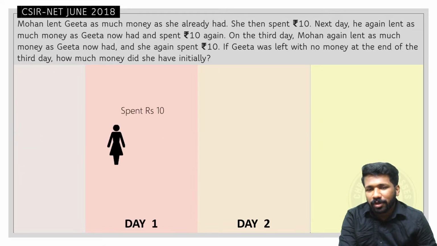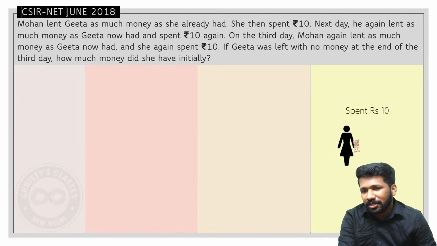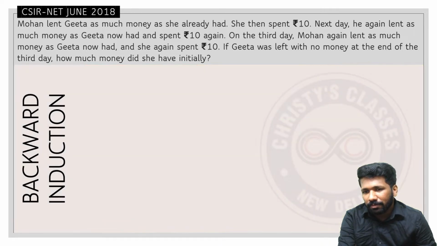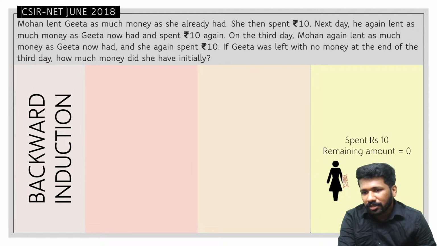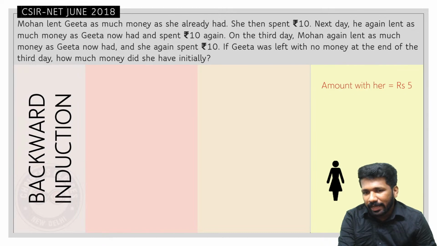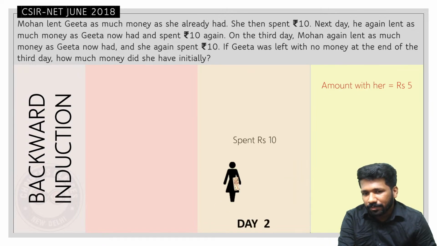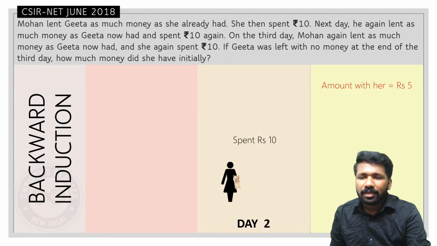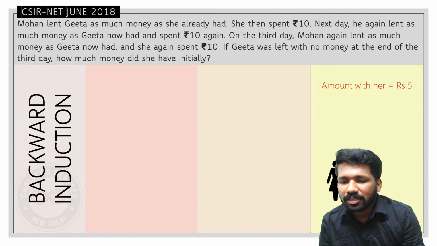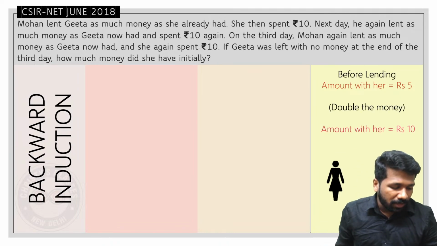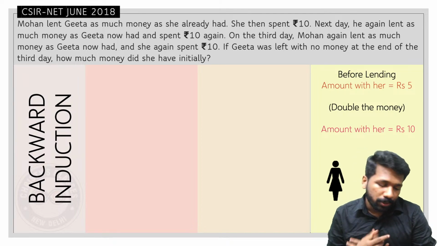So here also you can use this backward induction method. This was the situation. Remaining amount 0. From that you can use backward induction. Before that 10 rupee. Why 10 rupee? Because she spent 10 rupee. Before that what happened? Check it out. So yeah, if you want, I'll just briefly explain this very fast. Listen carefully. Yeah, read the question very fast. Then only you will understand the solution also.